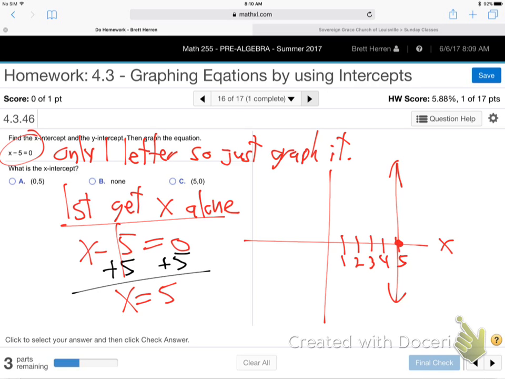So everybody see what I did there? Here's the crucial part. I took the equation and I got the x alone. So the main thing is, whenever they give you only one letter, x or y, you got to get it alone. Got to get it alone. All right.